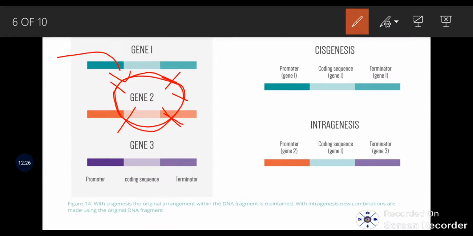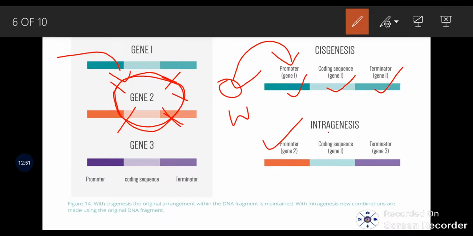When we talk about cisgenesis, here we have a gene of a wild plant, and that is transferred to a cultivable plant. Here the promoter, coding sequence and terminator are all from the same gene of that particular wild variety. But when we talk about intragenesis, you can see the promoter is from gene 2, the coding sequence is from gene 1 and the terminator is from gene 3. That means there is a difference in the parts of the gene, or the regulatory material we take for the expression of that gene. The parts are taken from different genic combinations.